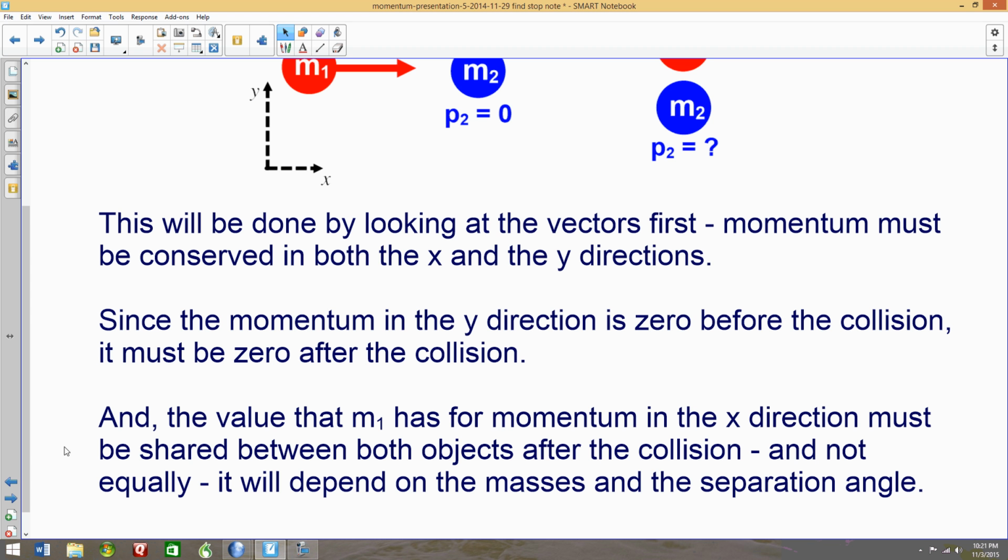So if the masses were the same, that would be a different story. But if the masses are different, then the separation angles may also be different. And that means different momenta after the collision.